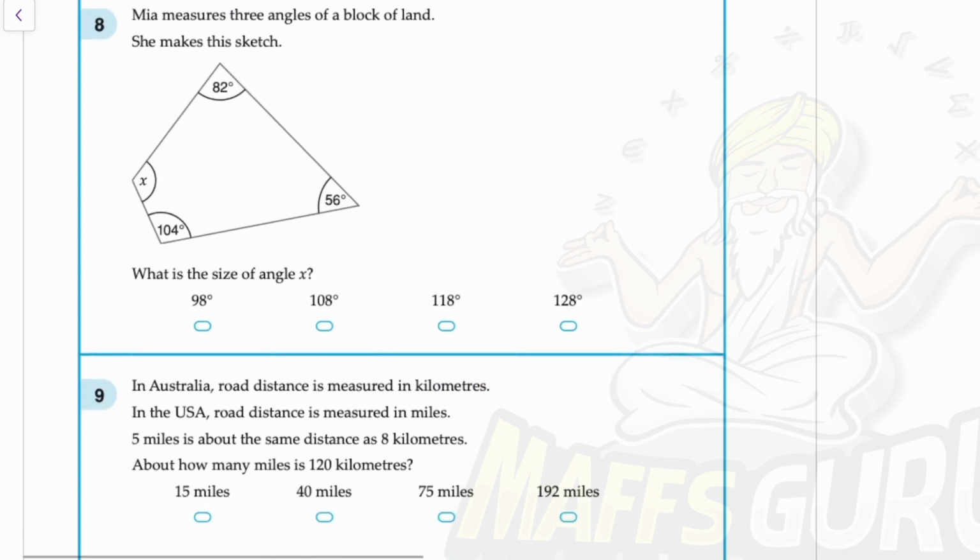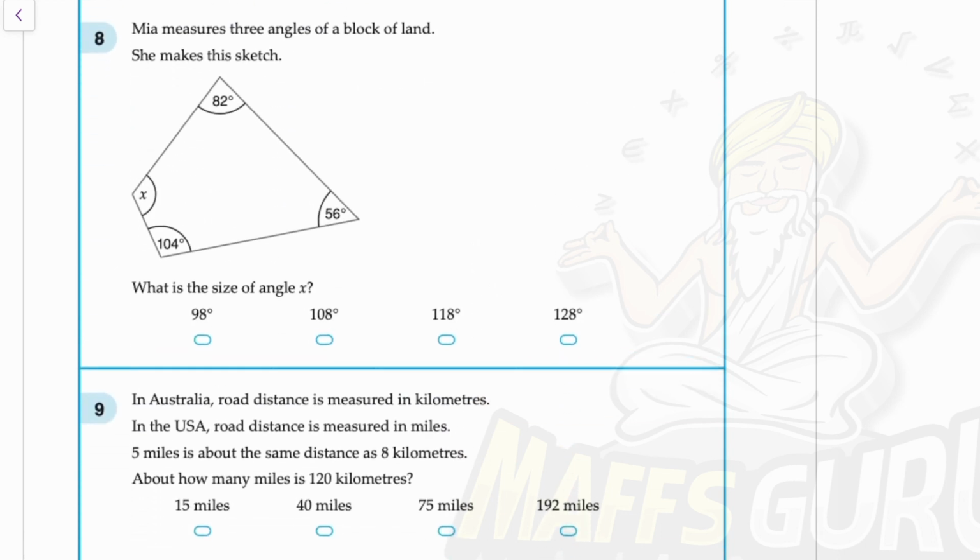Mia measures 3 angles in a block of land. She makes this sketch. What's the size of angle X? Because this is a quadrilateral, there are 360 degrees in it. So I'm going to take away the angles that I know, 82, 56, and 104, and that will give me the size of angle X. So let's do that.